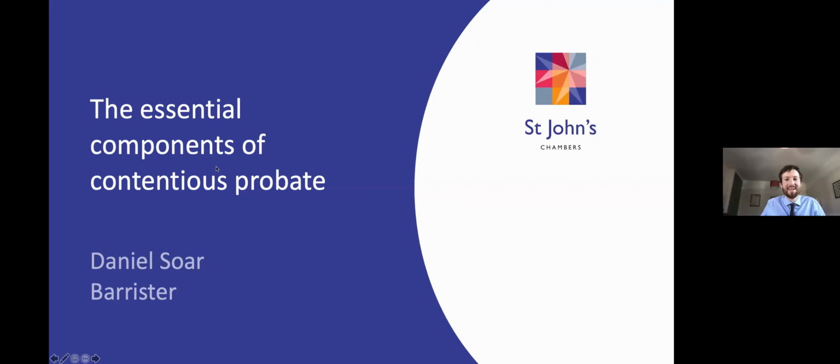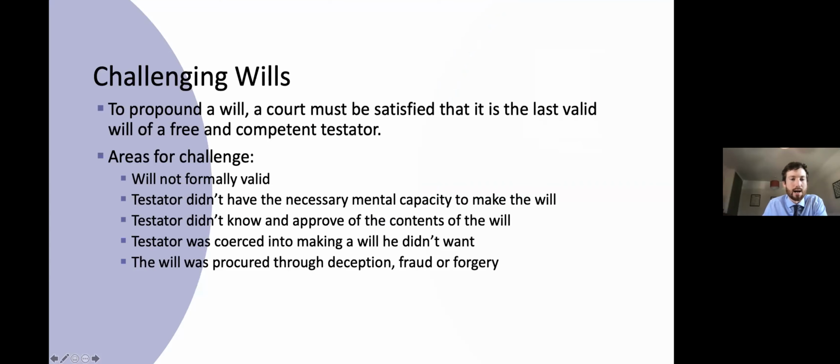Great, thanks, Paul. So the essential components of contentious probate: you have a will, someone's trying to prove it, and someone is challenging it. If we start with a simple definition of what a court will be looking for when someone's seeking to propound a will, it is seeking to find the last valid will of a free and competent testator. So if you analyze that little phrase, you get a variety of different areas to challenge a will.